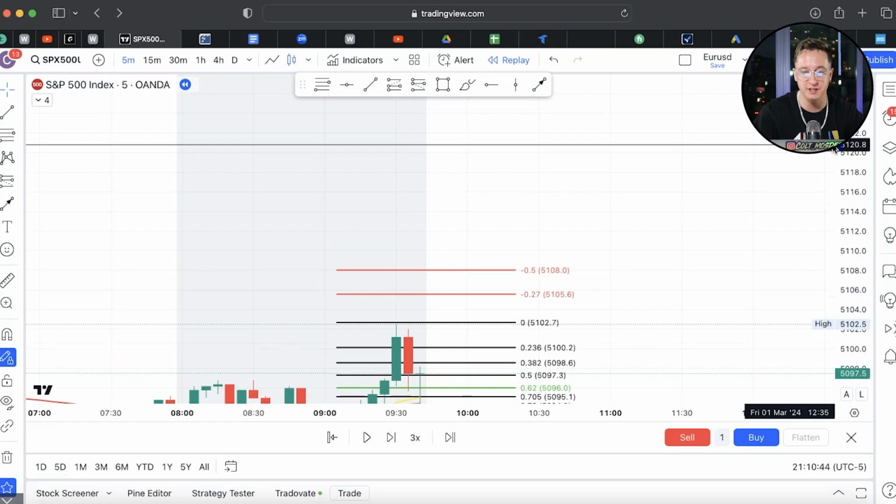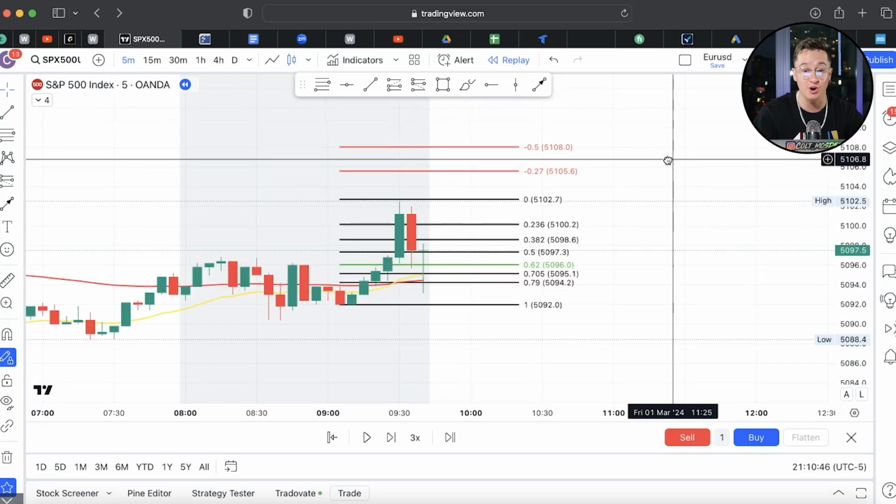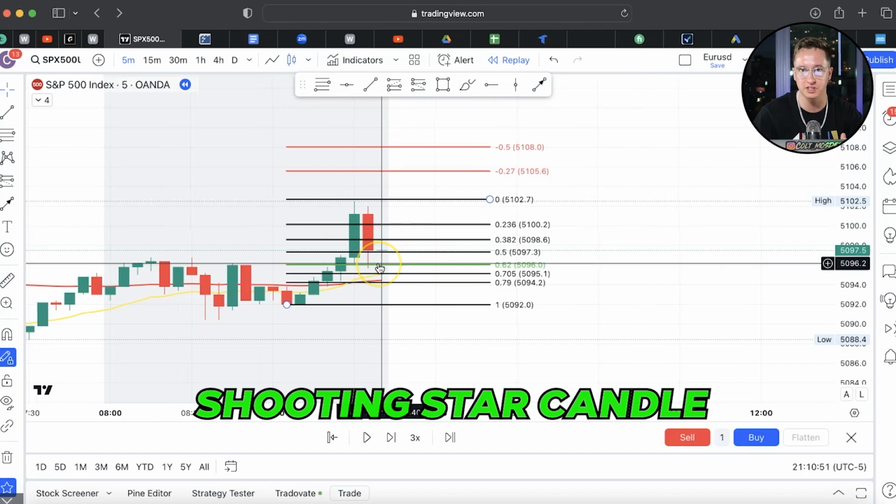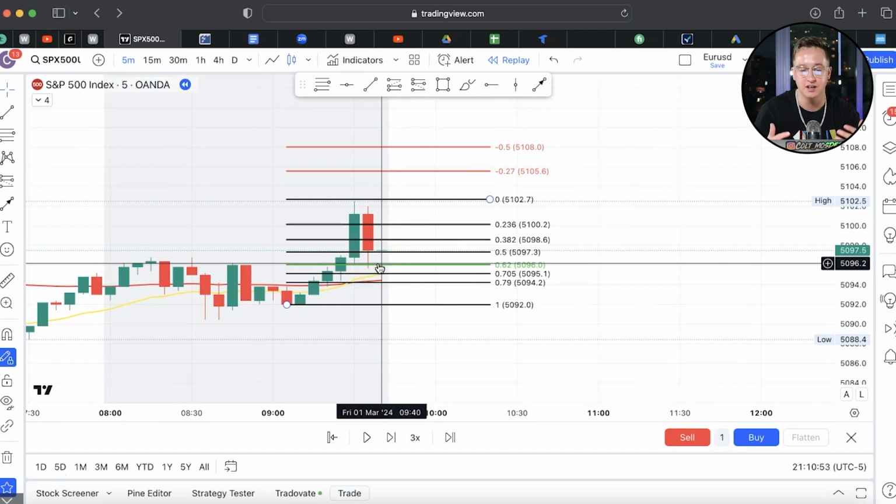And it's crazy because both of our confluences are in this setup right here. So we do have a shooting star candle, which I go over in my candlestick video that I told you guys about. Definitely check that out.